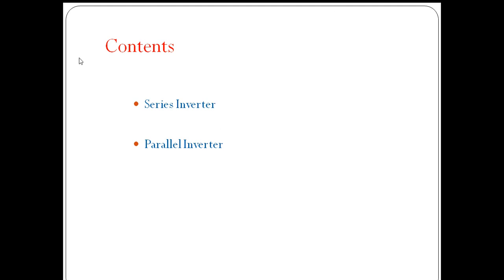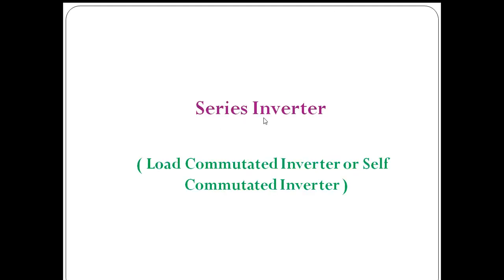First of all, we will discuss series inverters. It is also called a load commutated inverter or self commutated inverter. In this inverter, the load components, that is RLC, are chosen such that they form an underdamped circuit. This load commutation feature we use in the series inverter for commutating the thyristors. So that is how we design the series inverter.